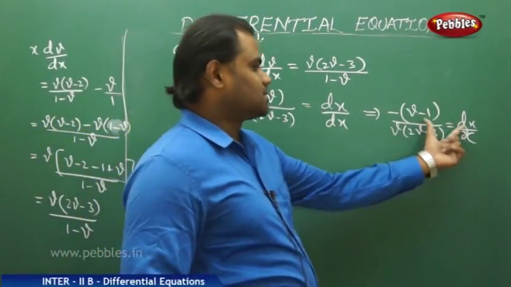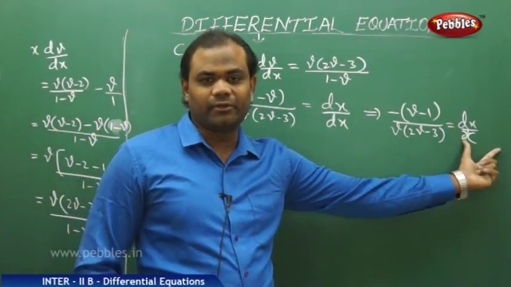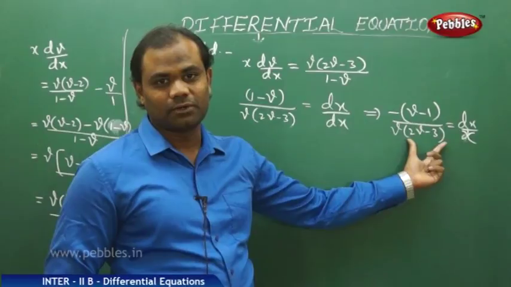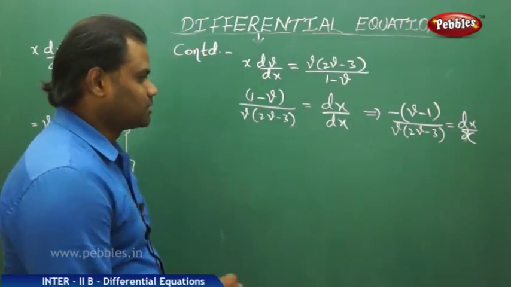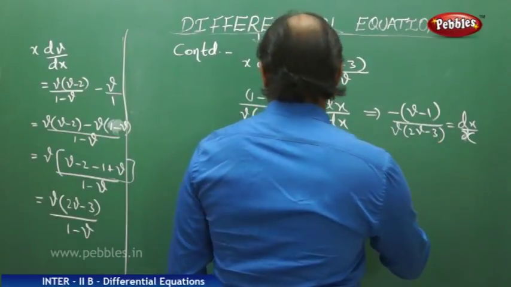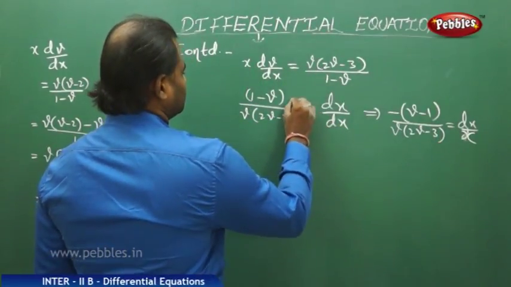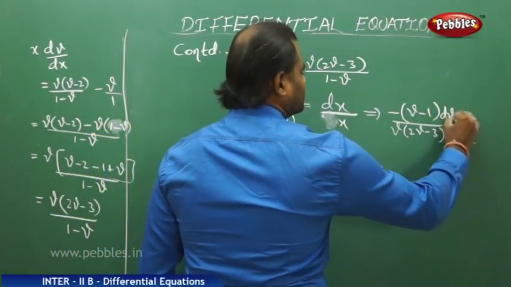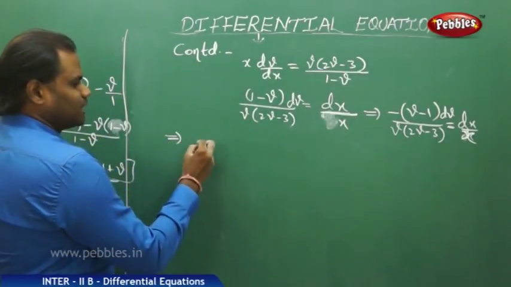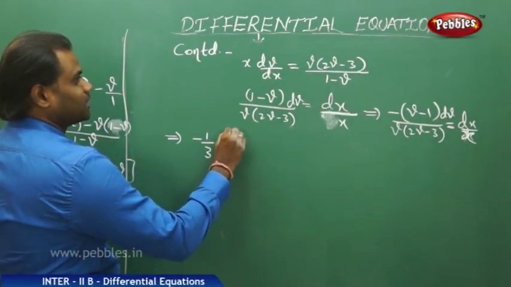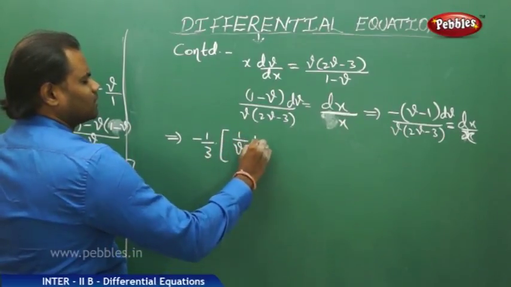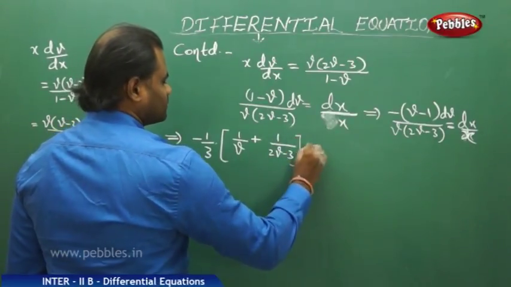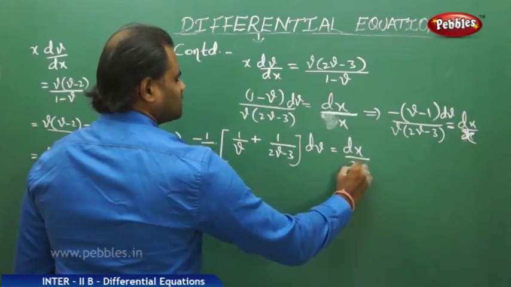Now here we get this separated into variable v on the left hand side and variable x on the right hand side. This is clearly using partial fractions through which we are going to split. So using partial fractions on the left hand side of dv, which equals dx by x, this reduces to 1 by 3 times of (1 by v plus 2 by (2v minus 3)) dv equals dx by x.